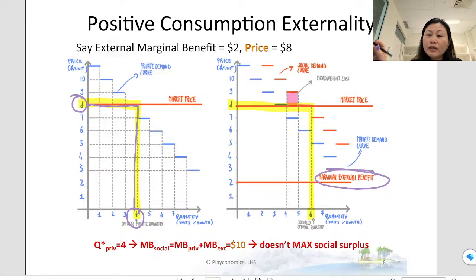And so we look at not just the private demand curve, and can you add 2 more bits to this graph? Sorry. I don't know why it's not allowing me to do that.